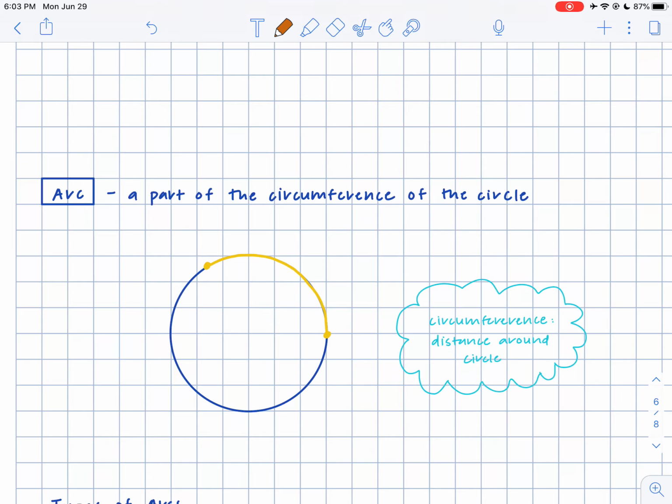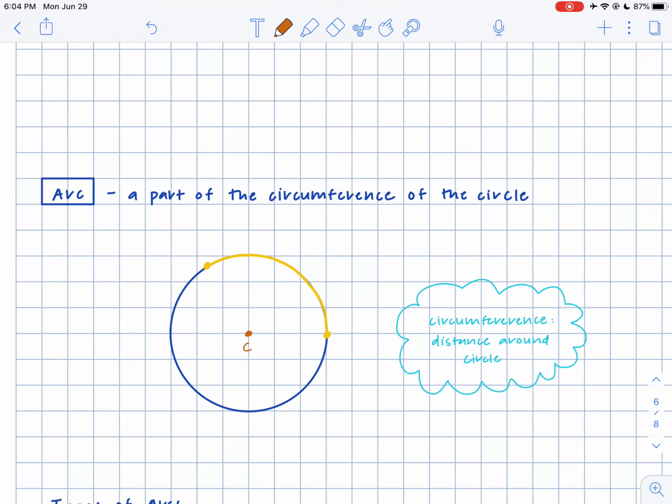An arc is a part of the circumference of the circle. Now let me remind you that the circumference is the distance around the circle. Okay, so if we were to start at this yellow point and we just walked all the way along the circle, all the way back to the end point, again, making a full circle, that would be the circumference. It's the distance around the circle. So this yellow part here, where we have two endpoints, that would be the arc. You can see it's only part of the circumference because the circumference is actually the whole distance around the circle. So an arc is only part of the circumference.